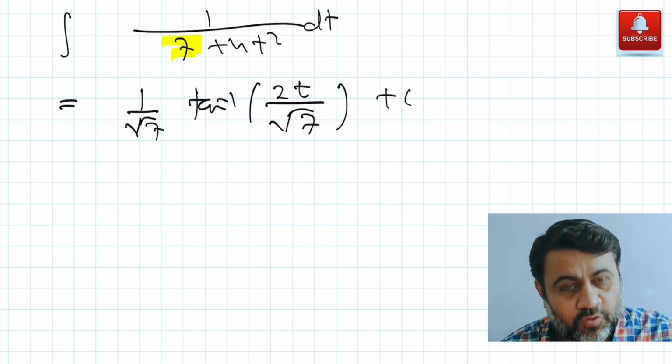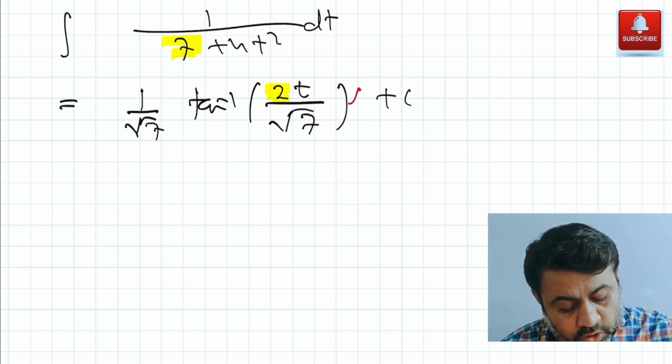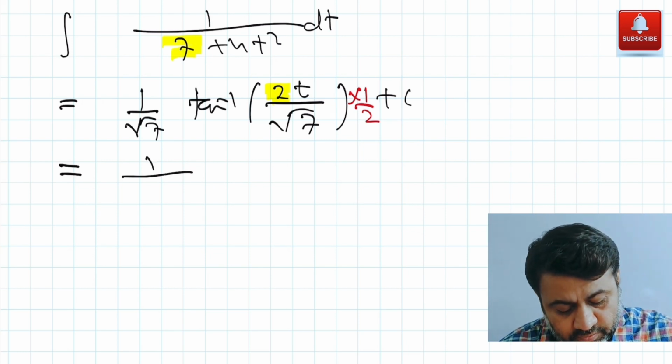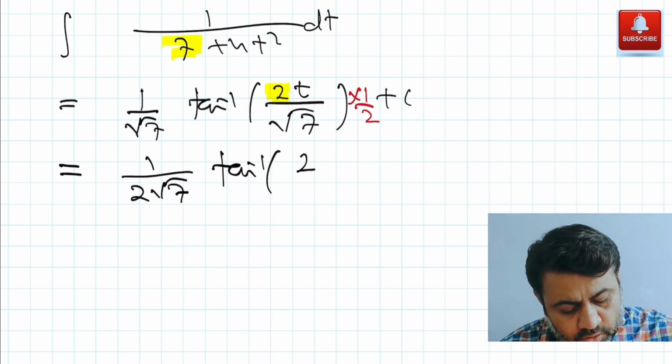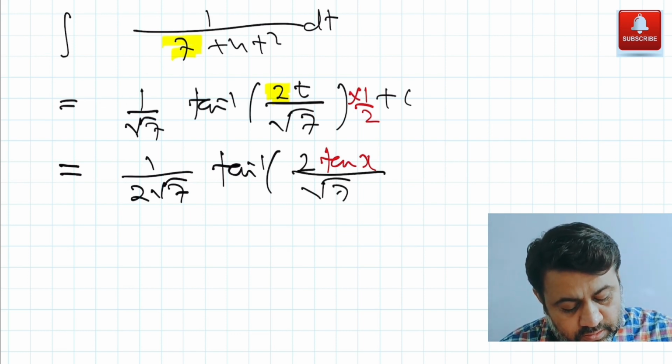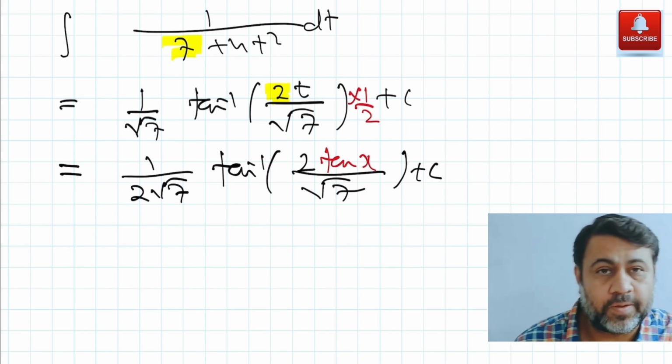As discussed, the coefficient of t here is 2. So just multiply by 1 by 2. Let's simplify this a little. This will be 1 by 2 times root 7 tan inverse of 2. Don't forget to substitute the value of t. The value of t we have taken as tan x. So 2 times tan x by root 7 plus c, and that's my answer.